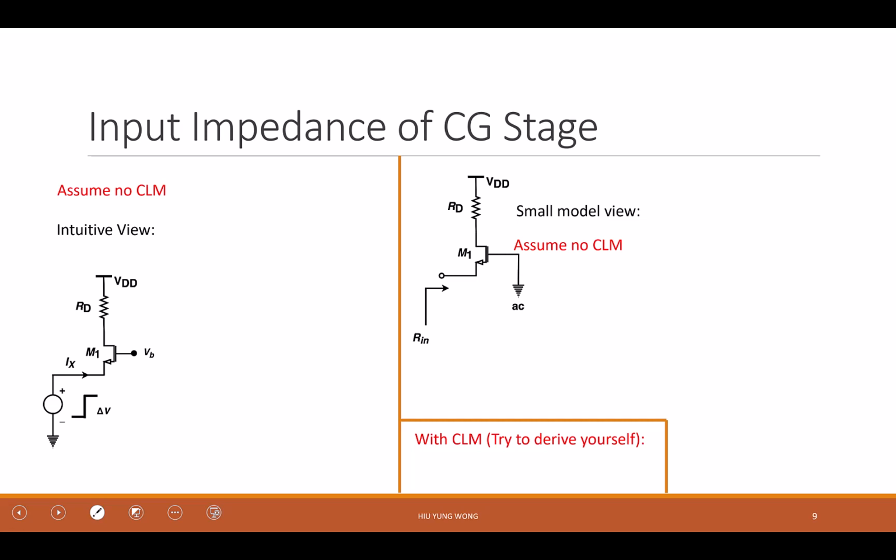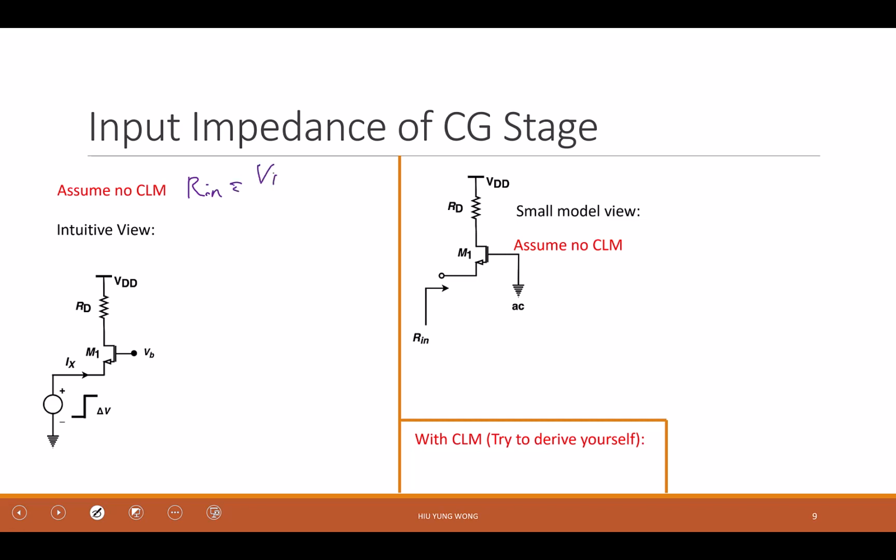Now, we want to know about the input impedance of this circuit. Okay? On the left, again, I try this intuitive view. Can be confusing, but if you understand, that would be very useful for you to work on things with inspection. What is the input impedance? Again, the first thing I need to know is the definition. What's the definition of input impedance?